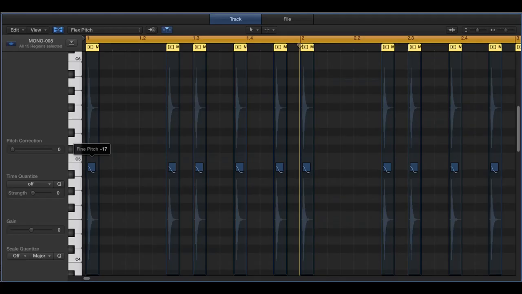Okay, so for this next bit, I went into Flex mode in Logic so that I could change the notes of the pop from the syringe. This is because I wanted to make it a much lower note and then mess around with it and see if I could make a sort of pattern with the pop.